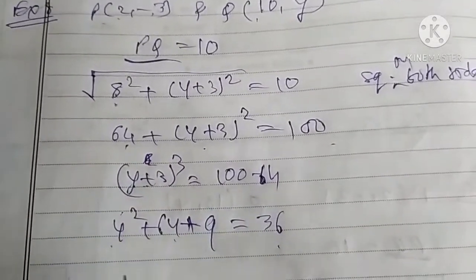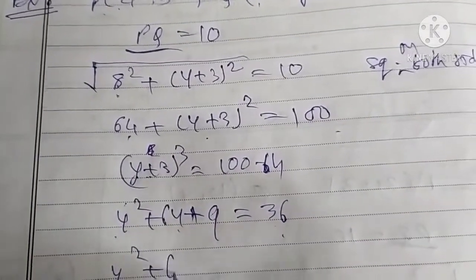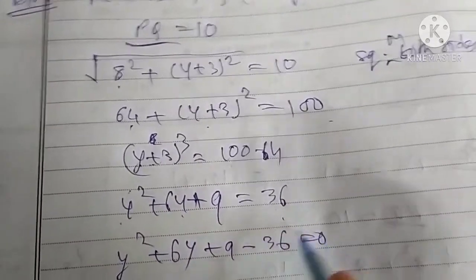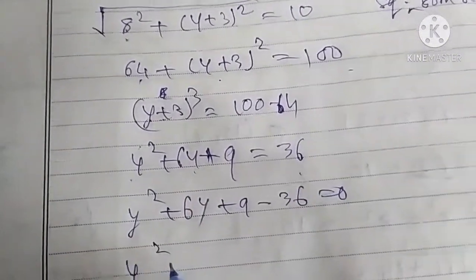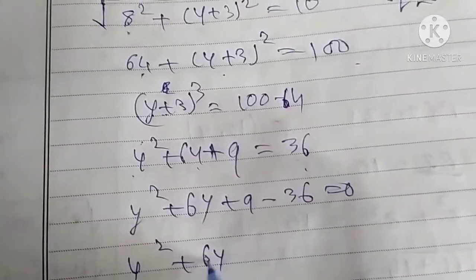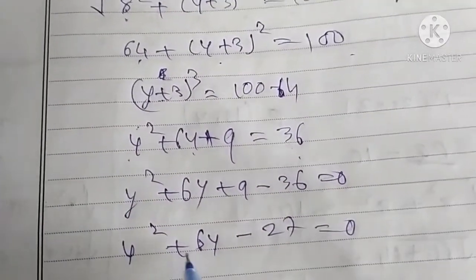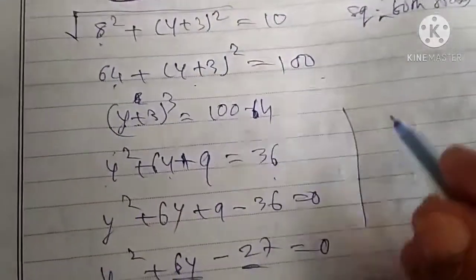Now bring this 36 this side. y square plus 6y plus 9 minus 36 equal to 0. You got it. y square plus 6y minus 27 equal to 0. Now split. Factors of minus 27.